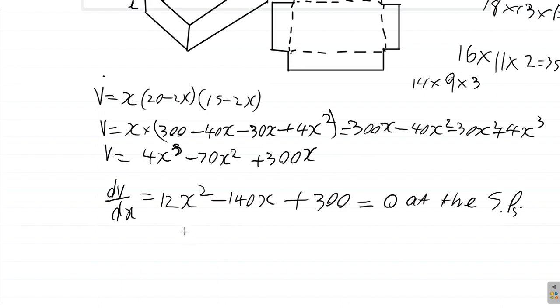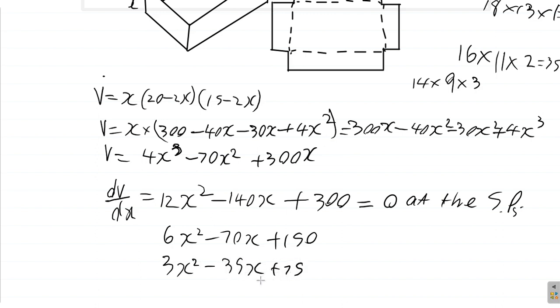Alright, let us solve it. We can get smaller numbers, you know. Let me see. Suppose we divide by 2. We have 6x squared minus 70x plus 150. Oh, we could divide again, you know. Or we could have just divided by 4. Alright, so divide by 2 again. We have 3x squared minus 35x plus 75. Alright, we have to just let it stay. We can't divide any further.